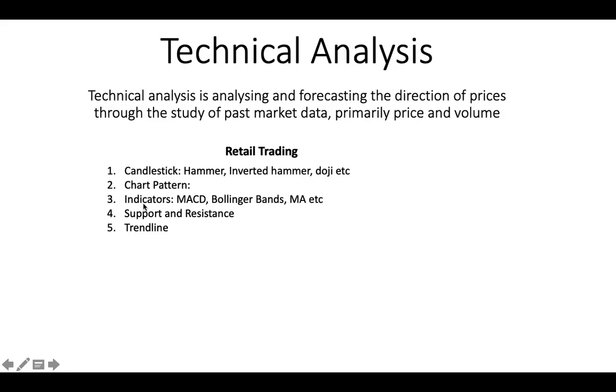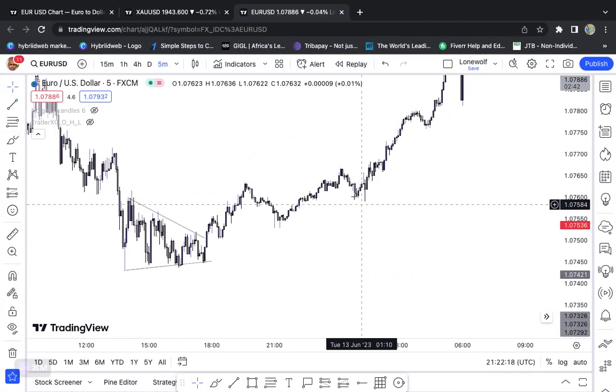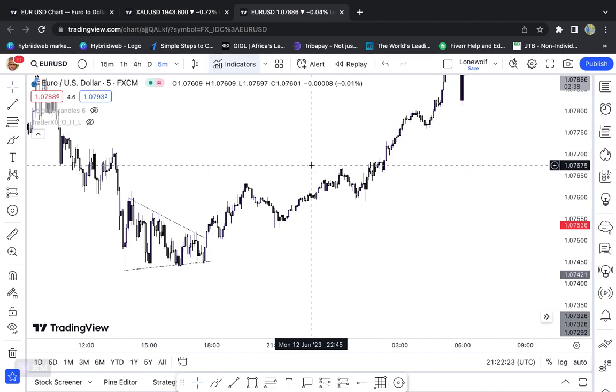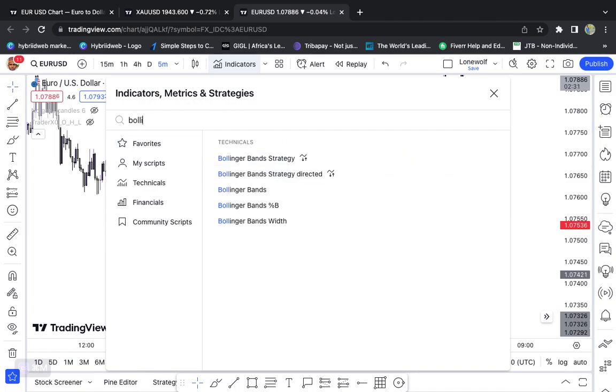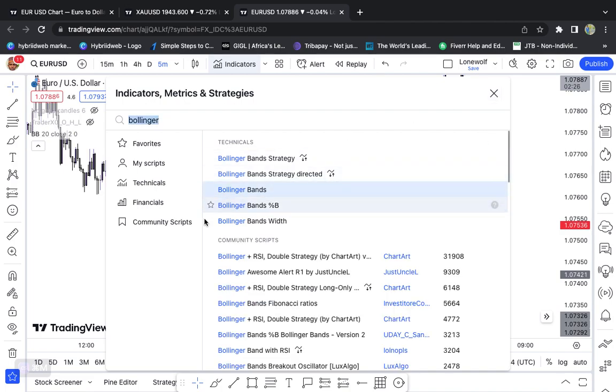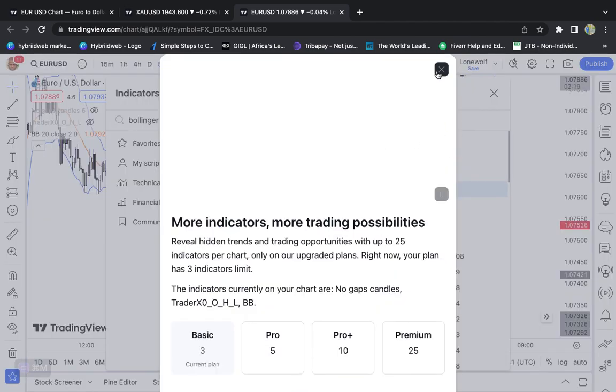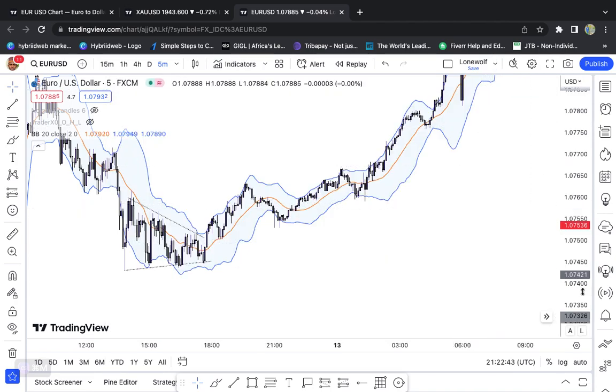So we have the indicators. Most of the indicators I use can be used on the MT5 app. It will be much easier to use that. So we have the MACD, we have the moving average, we have the Bollinger Bands, and a lot of things. Let's go for Bollinger Bands. You can simply click on this and it will be applied. I just put it something like this.